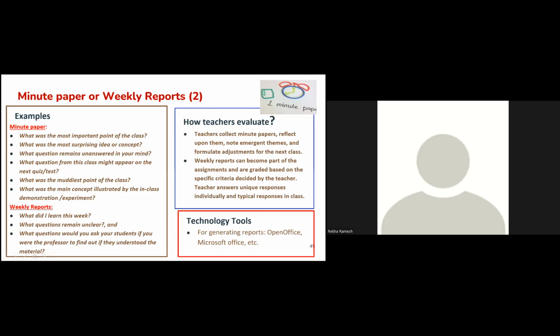Teachers collect these papers, reflect upon them, note emergent themes appearing in those papers, like the most frequently occurring point, muddiest point or something, and formulate adjustments for the next class. Weekly reports can become part of assignments. They can be graded if needed on the specific criteria decided by the teacher. Teachers answer unique responses individually or typical responses in the class.